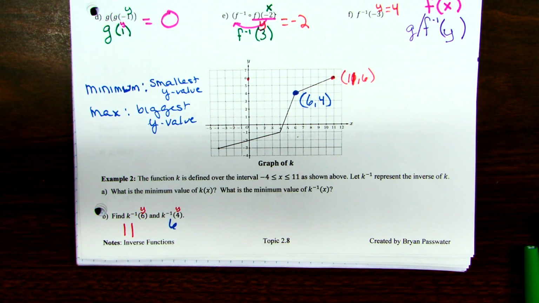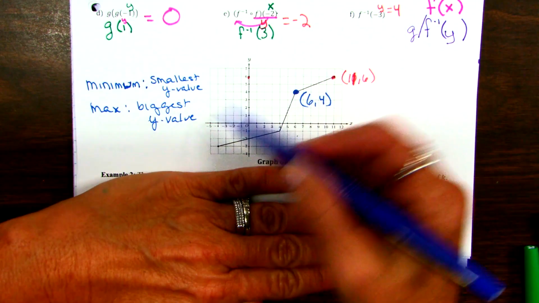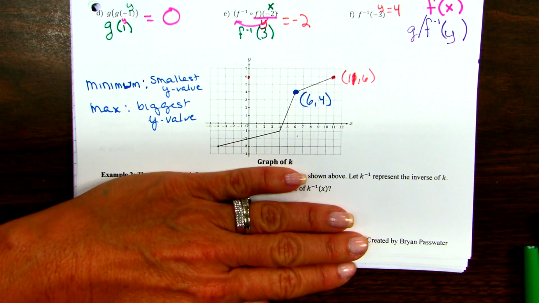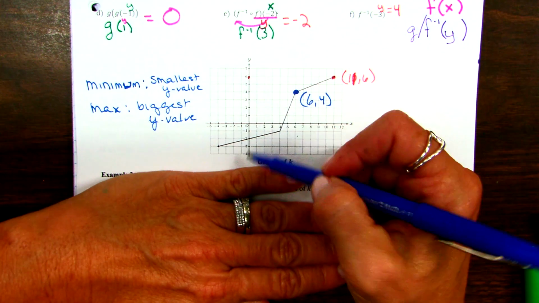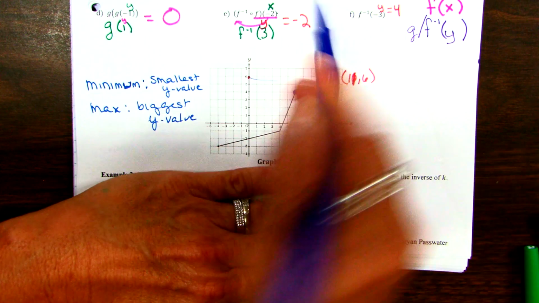So if I wanted to know what the maximum, so just ignore this question. If I asked you, what's the max of this graph? What's the max of the graph? Somebody tell me? 6. It's the highest y value we use. What would the minimum of this graph be?